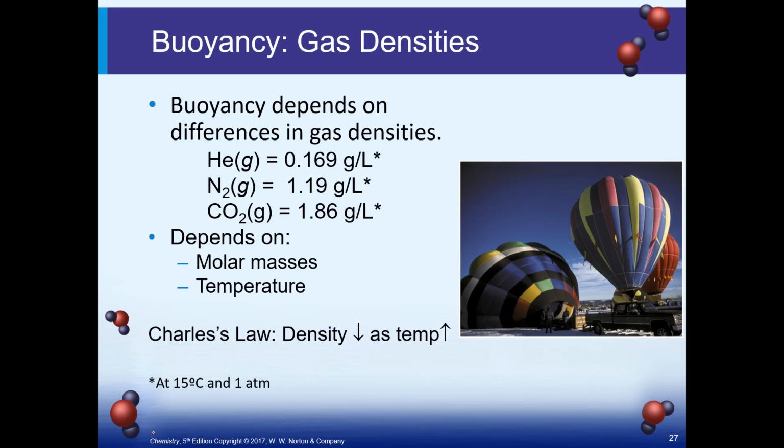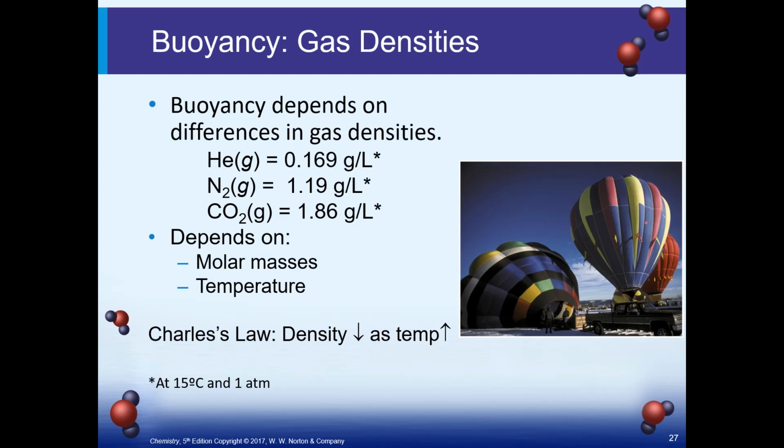So there are a lot of factors that depend on gas density. One in particular that we look at is buoyancy. For example, if you're going to try to fill up a hot air balloon, of course you want a gas that's going to be lighter so that your balloon can rise easily. So you would want something more like helium as opposed to something like carbon dioxide. You want something that's not going to weigh your balloon down.